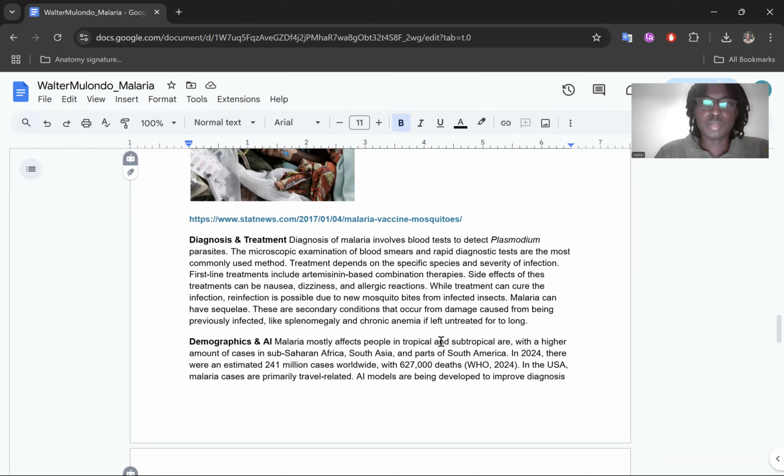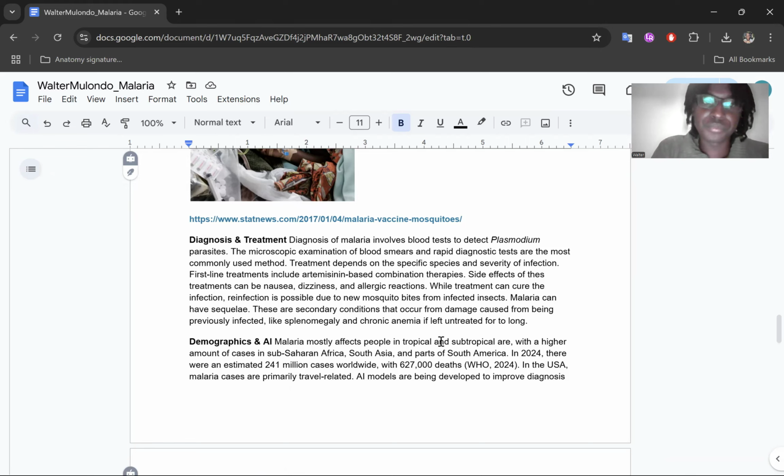While treatment can cure the infection, reinfection is possible if a new mosquito that has bitten another infected person and contracted the Plasmodium goes over and bites that same person who just got healed. It can also lead to some sequelae, which are difficulties or damage caused by the disease, which causes other conditions and other diseases. The secondary conditions that can occur from that damage can be chronic anemia if left untreated for long.